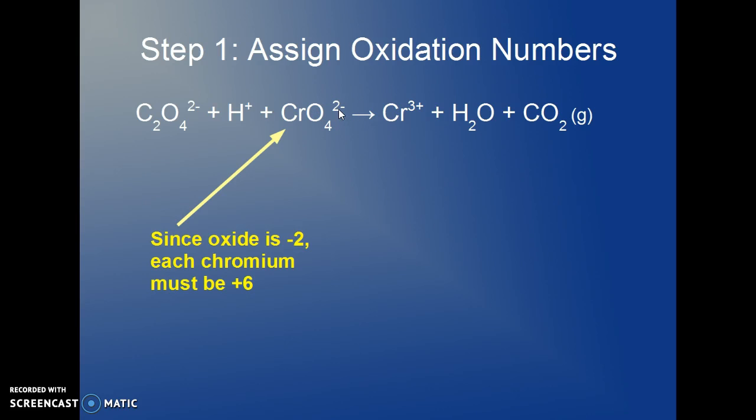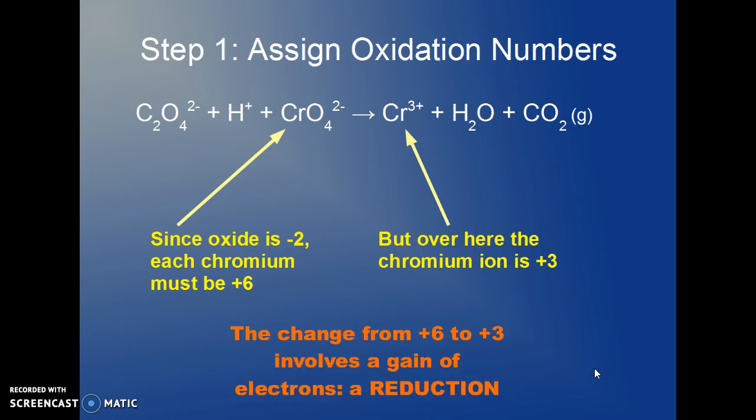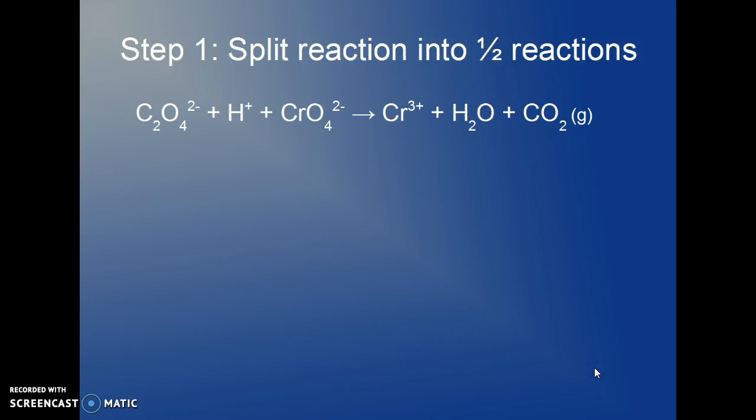Using the same equation, looking at the chromium, since the oxide is -2 and 2 of them are left over, each chromium must have a +6 oxidation number. On the right side, though, we can see immediately that the chromium ion is a +3. The change from +6 to +3 involves a gain of electrons. This is a reduction. Our next step, or part of this step, is to split the reaction into half reactions, the oxidation and the reduction.